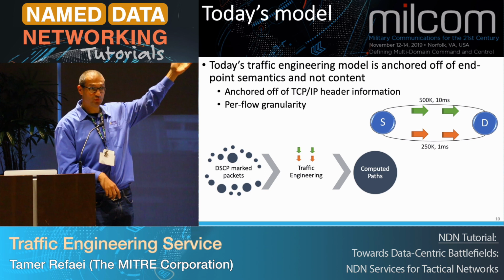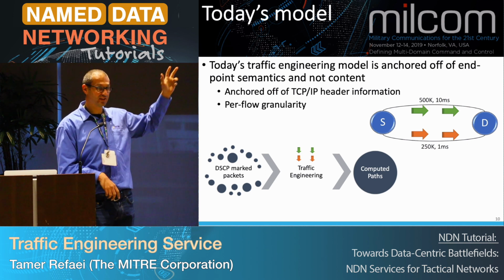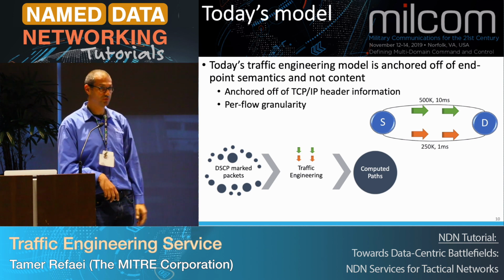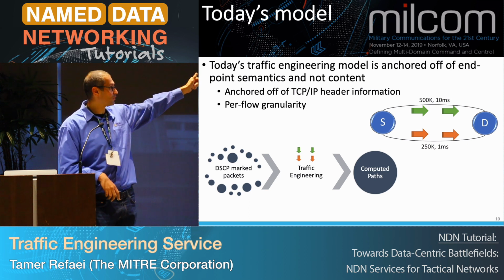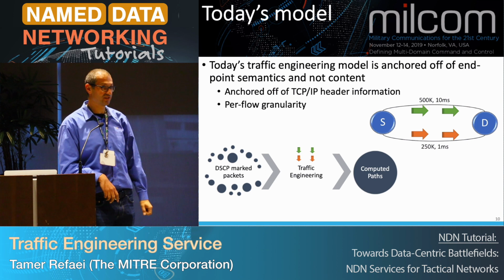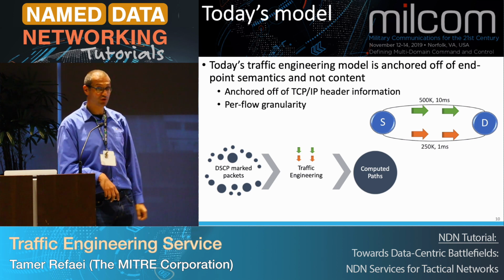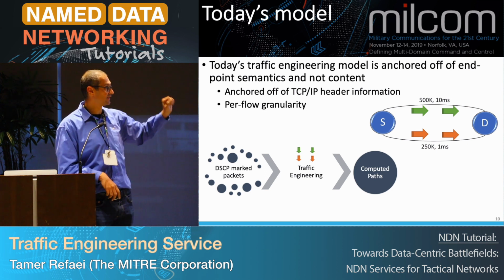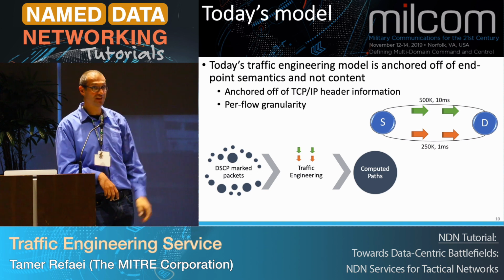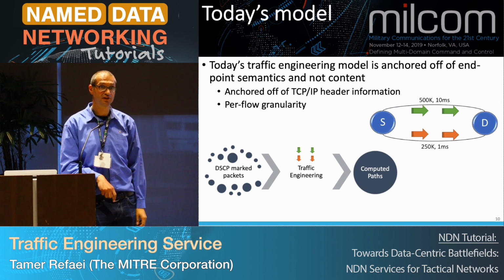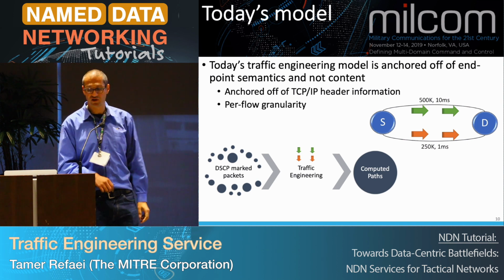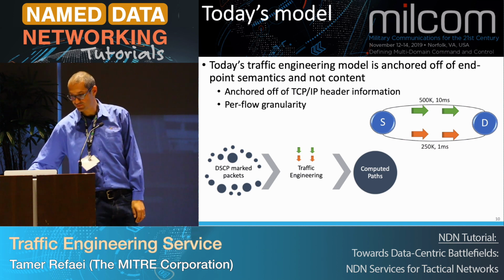So we do per-flow granularity, looking at this 5-tuple. In this case, these packets come in marked. I have my traffic engineering algorithms that I use. They look at all these packets and compute paths, and they come up with a decision where the green flow goes on the top link and the orange flow goes on the bottom link. But it's all anchored off of TCP/IP information.